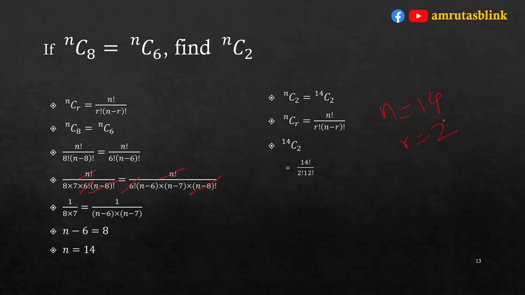So 14C2 is equal to 14 factorial upon 2 factorial into 12 factorial, that is 14 into 13 into 12 factorial upon 2 into 12 factorial. Now this 12 factorial will get cancelled. So 14 into 13 divided by 2, that is 13 into 7 is equal to 91.